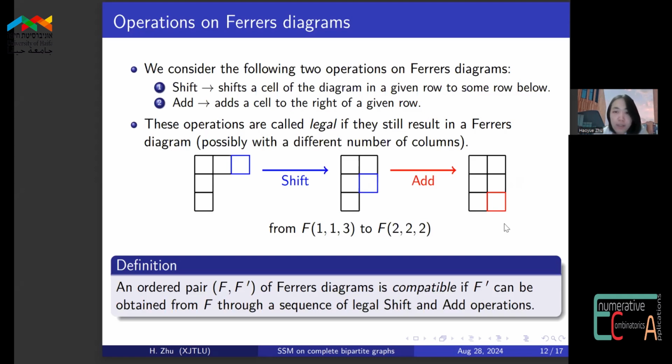So if in this process, we can get a new Ferrers diagram based on the initial Ferrers diagram, we call these two operations legal. So in this example we can get from F_113 to F_222 based on the two types of operations together. We also have one new definition. If we can get a corresponding new Ferrers diagram like this, the new F_222, based on the initial F_113 with a sequence of legal shift and add operations, we call this pair compatible.